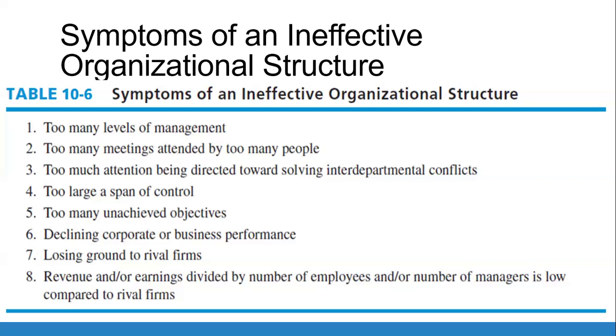But certain circumstances or conditions may be good for a large span of control. So even though the traditional view suggests that a manager supervising more than seven subordinates is dysfunctional, there are certain conditions that may call for a large span of control. And these include a situation where the work performed by the subordinates is stable and routine.